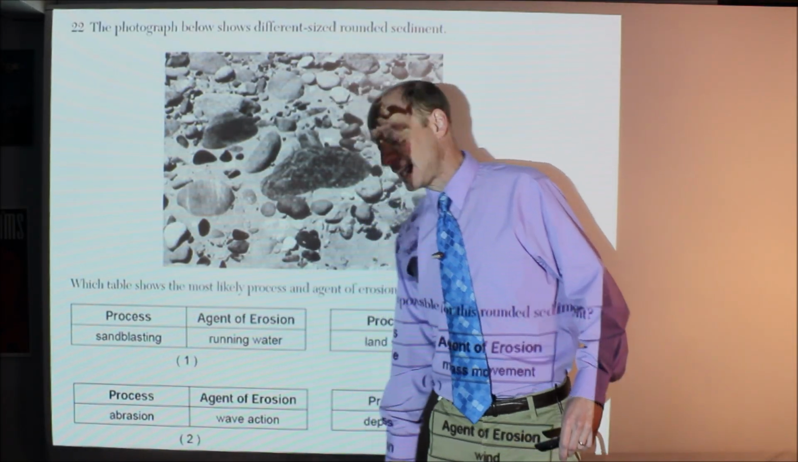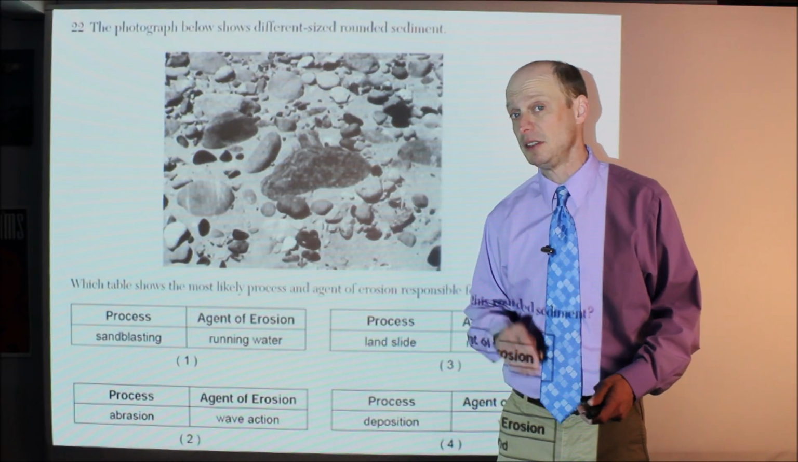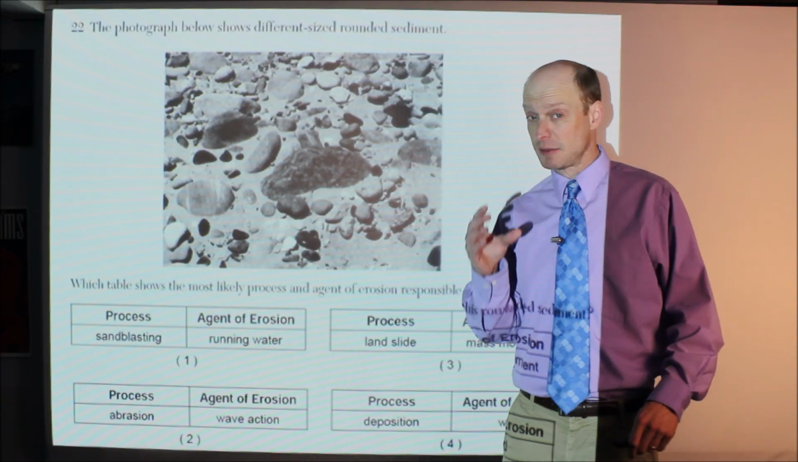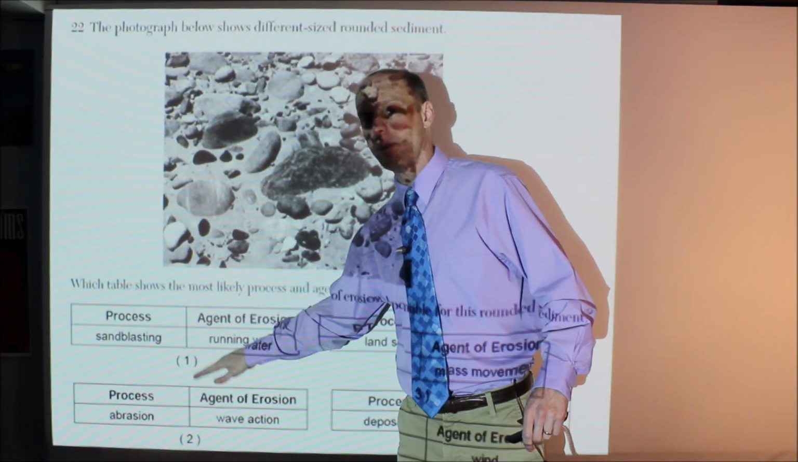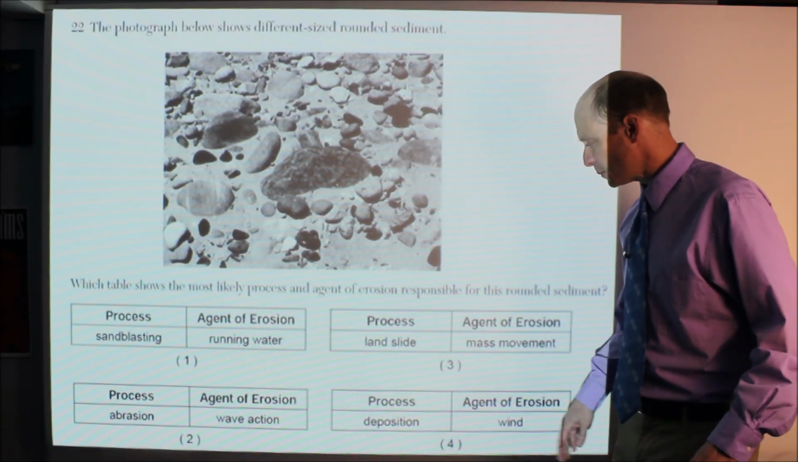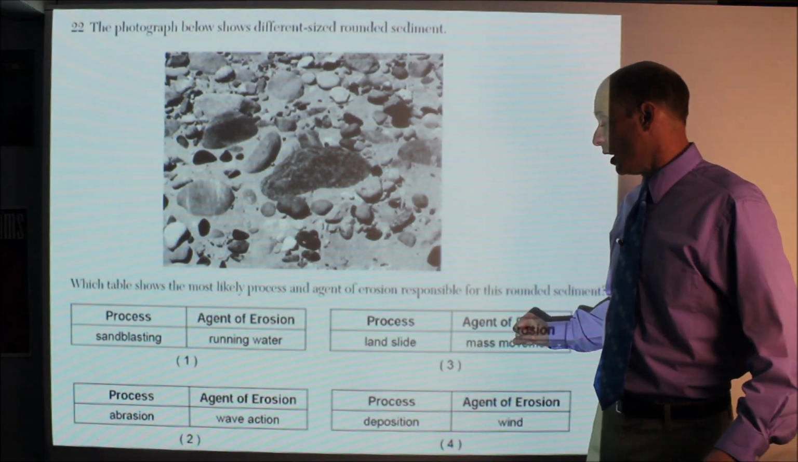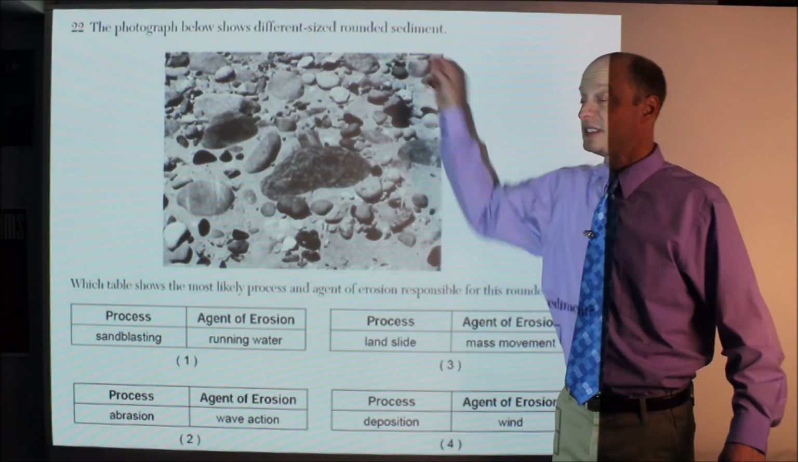The process of sandblasting, agent of erosion running water. Well, you need to know something about sandblasting, and that's wind. The agent of erosion for sandblasting is wind. So right off the bat, those two don't match up, so 1 is not the answer. I'll go to 3. Process, landslide, mass movement. Well, a landslide is a type of mass movement. However, you don't get rounded sediments from it.